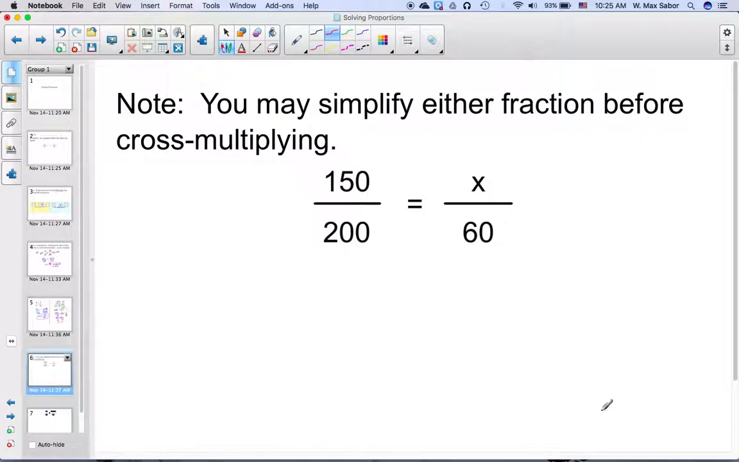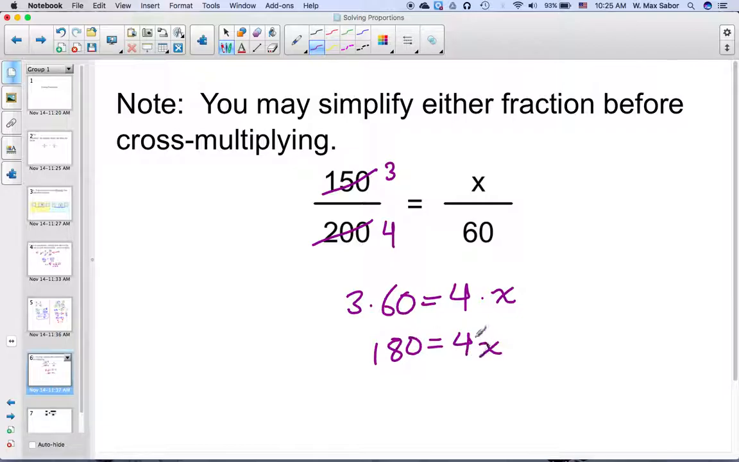Note that you can simplify either fraction before cross multiplying. So for example here, these are both divided by 50. So I can, if you remember how to simplify 150 over 200, 150 divided by 50 is 3. 200 divided by 50 is 4. So now we can cross multiply, and this is easier. 3 times 60 equals 4 times x. So 180 equals 4 times x. And then when we divide, then it becomes easier to divide, and we get 45 equals x.